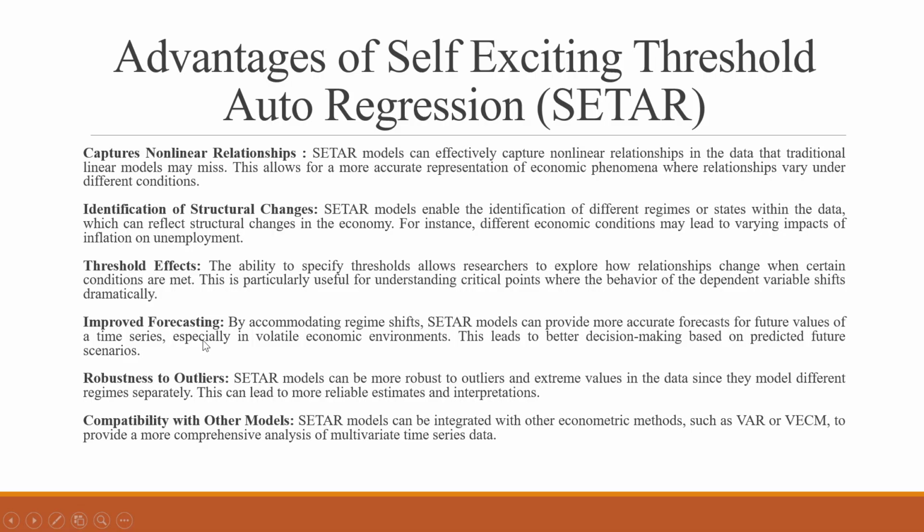Improved forecasting. By accommodating regime shifts, the SETAR model can provide more accurate forecasts for future values of a time series, especially in volatile economic environments. This leads to better decision making based on predicted future scenarios. Robustness to outliers. SETAR models can be more robust to outliers and extreme values in the data since they model different regimes separately. This can lead to more reliable estimates and interpretations.